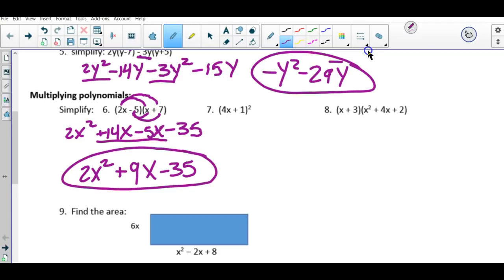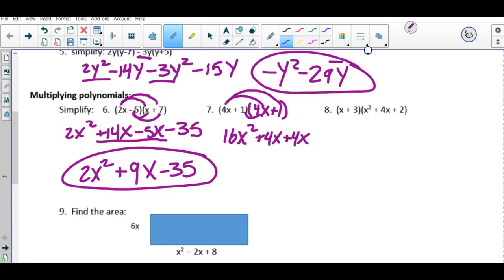Number 7, this is a tricky one. Do not just square the 4x and square the 1. 16x squared plus 1 is not right. That's the most common wrong answer. Don't do that. This is still a double distribution problem. It's 4x plus 1 times itself. So when I double distribute, I get 16x squared plus 4x plus another 4x plus 1. So 16x squared plus 8x plus 1.